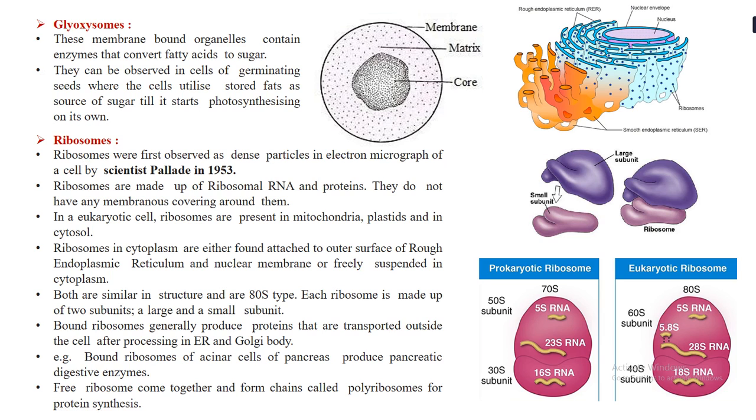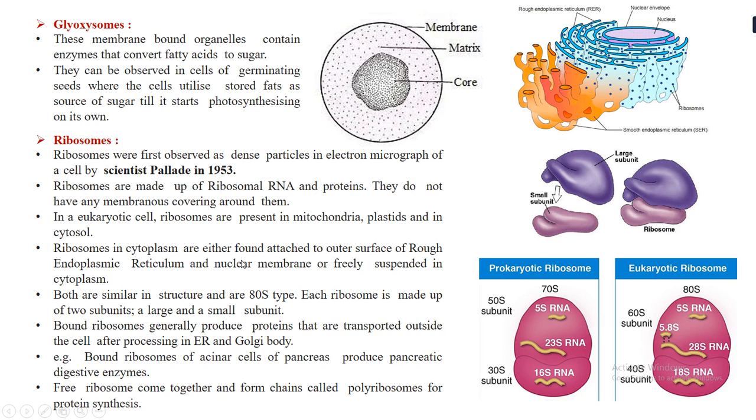glyoxysomes. Glyoxysomes are membrane bound organelles that contain enzymes which are responsible for converting fatty acid to sugar. Glyoxysomes are observed in cells of germinating seeds, where the cells will utilize the stored fats as a source of sugar till it starts photosynthesizing on its own.